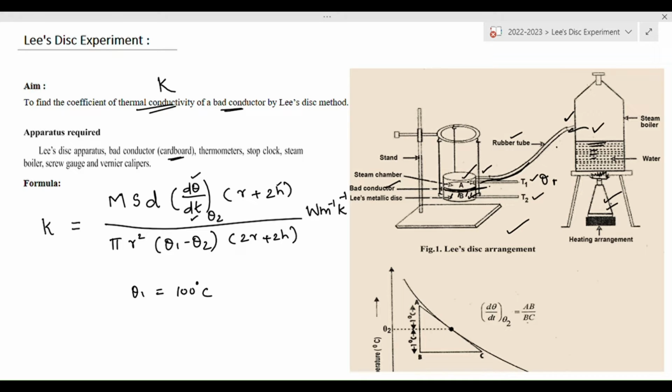Being a bad conductor, it could not supply all the 100 degrees Celsius. The thermometer T2 will show a temperature after a while. It is taken as the steady state temperature. In this case, it is found to be 60 degrees Celsius.